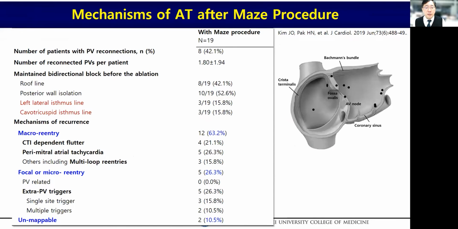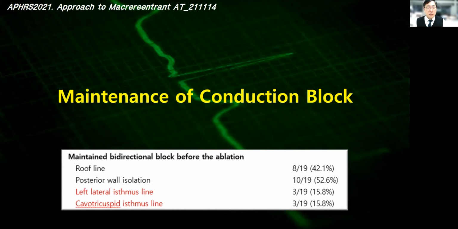And this is a mapping finding of atrial tachycardia in patients who recurred after MACE procedures, and 42% show the PV reconnection, and the block maintenance rate of linear lesions were pretty low, especially the maintained block rate of left lateral isthmus and cavotricuspid isthmus were only 16%. And the mechanism of atrial tachycardia were macro reentry 63%, focal 26%, and unmappable 11%. Let's discuss the low maintenance rate of conduction block after MACE procedures. It is very low. And all those MACE procedures were conducted with cryoablation.